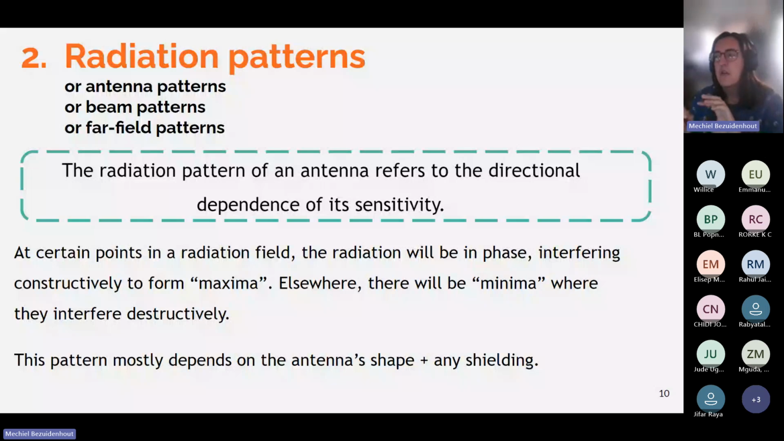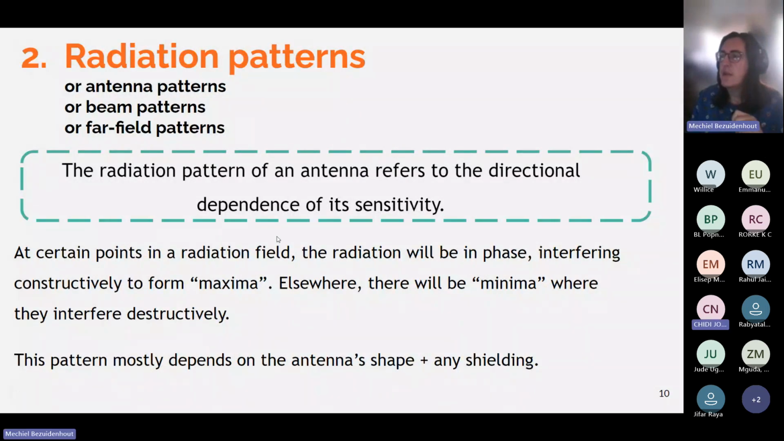There are points in the radiation field that are in phase that interfere constructively to form maxima, and elsewhere there are minima where they interfere destructively. And the pattern of the sensitivity depends mostly on the shape of the antenna and then also the shielding that you apply to keep any other radiation out.